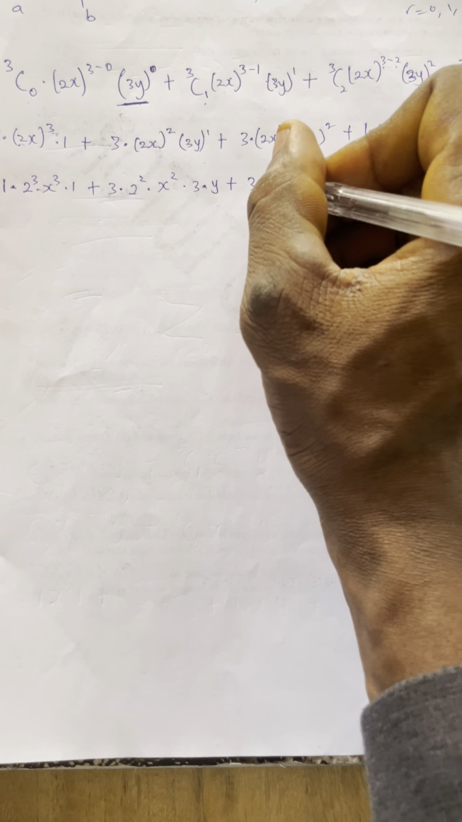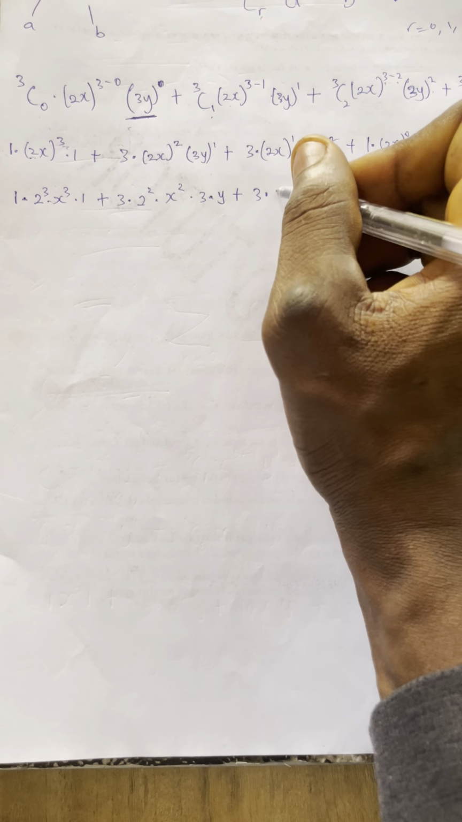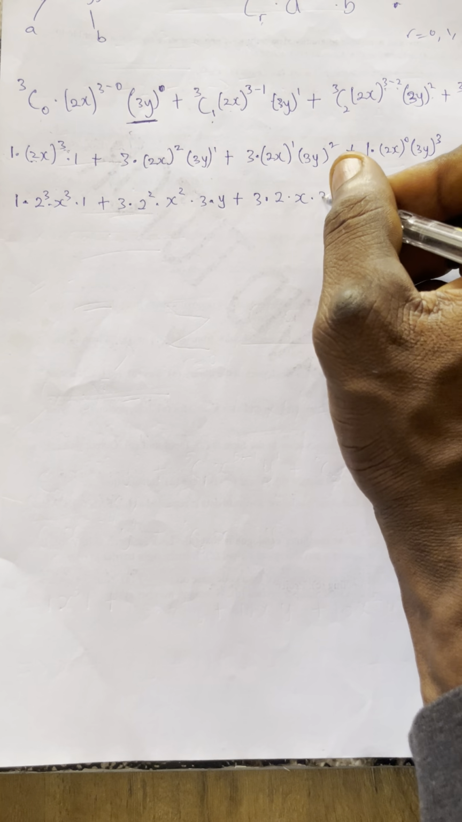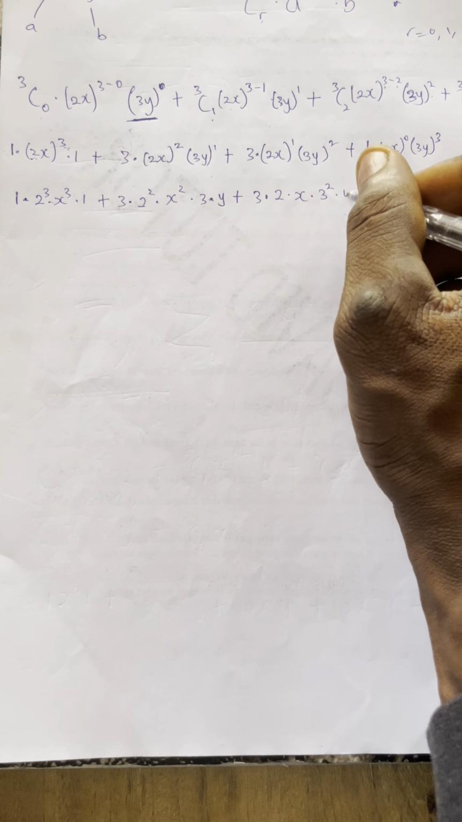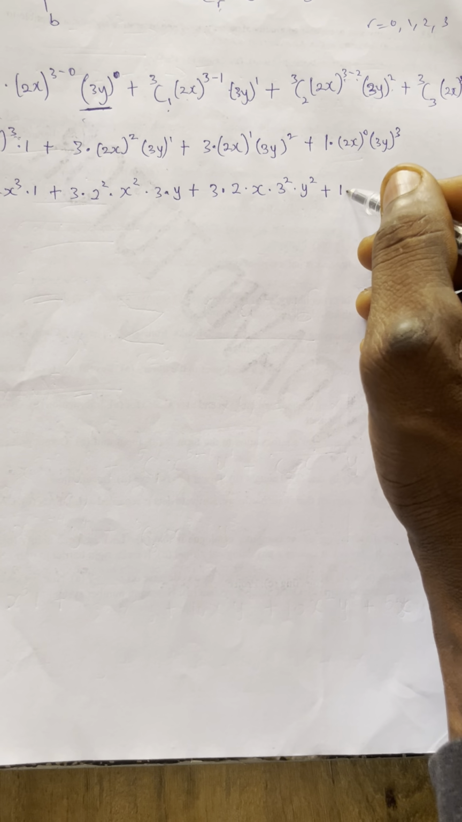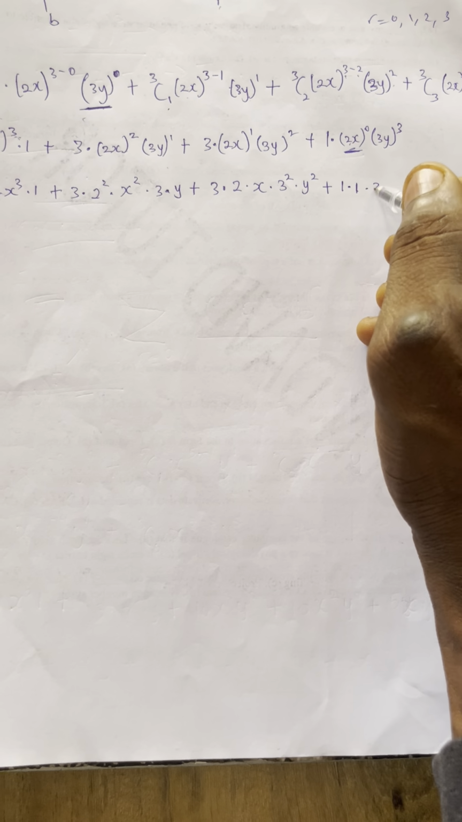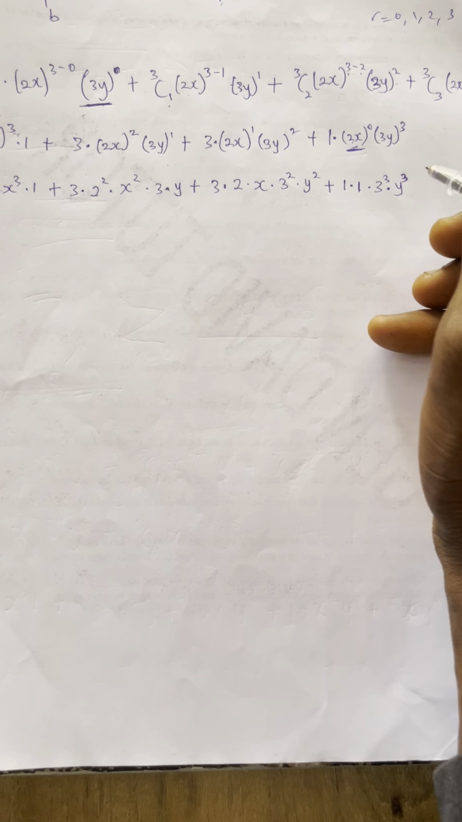This multiplied by 3 multiplied by, this one is raised power 1, that's 2 raised power 1 multiplied by x raised power 1, multiplied by 3 raised power 2, then y raised power 2, plus the last one, that's 1 multiplied by x raised power 0, that's 1 as well, multiplied by 3 raised power 3, then multiplied by y raised power 3.